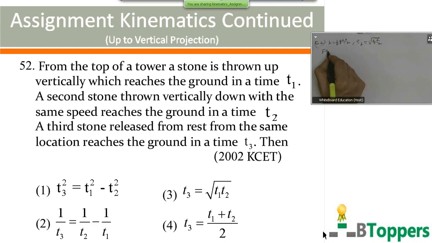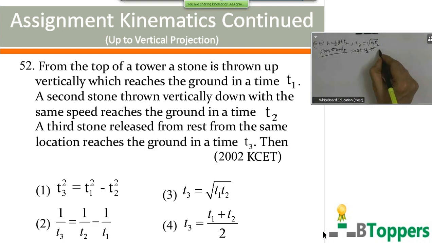For the first body which is projected vertically upwards, the initial velocity is directed upwards, but the net displacement and acceleration are directed downwards. So if you give a positive sign for initial velocity in the upward direction, you have to give a negative sign for displacement and acceleration in the downward direction. So if you use the equation s equal to ut plus half at square for the first body, you can write minus h equal to ut1 minus half g t1 square.